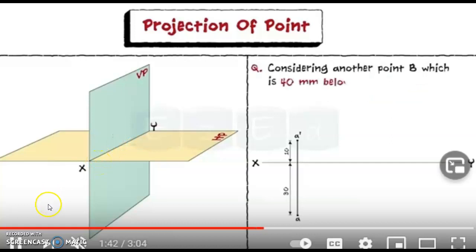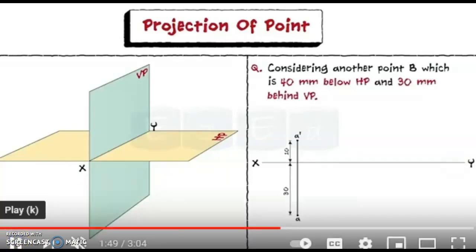Next question. Consider another point B which is 40 mm below HP and 30 mm behind VP. Below HP means it may be in the third quadrant or fourth quadrant, and 30 mm behind VP. So we can assure that the point is in the third quadrant, because this is the position the question gave: below HP and behind VP. So we can draw the front view and top view like this.